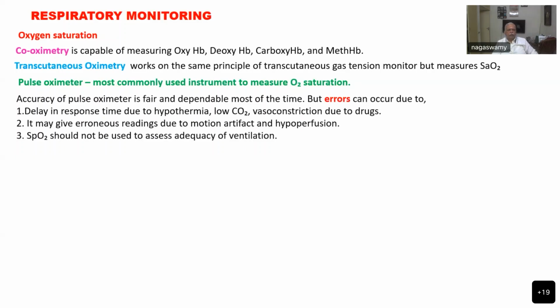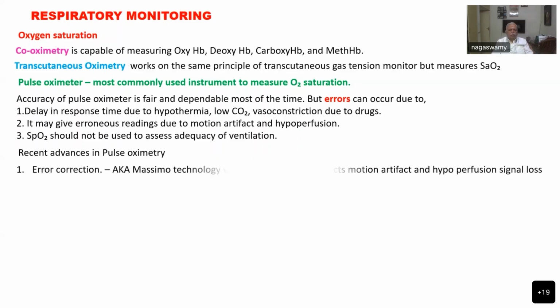It may give erroneous readings due to motion artifact and hypoperfusion, and SpO2 should not be used to assess adequacy of ventilation. So unless you have capnometry or capnography, you cannot say that ventilation is adequate with only SpO2. And what are the recent advances in pulse oximetry?